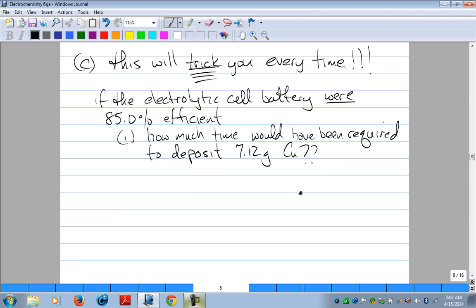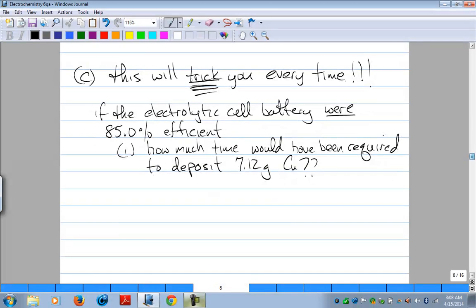And now for the tricky way that the efficiency part of the question can be asked, and this will trick you every time, unless you're very careful, so follow the advice. I could easily get it wrong myself. So, the advice is, number 1, get a qualitative answer. Qualitative. Well, let's read the question. If the electrolytic cell battery were 85% efficient, just as it was in part B, how much time would have been required to deposit 7.12 grams of copper?